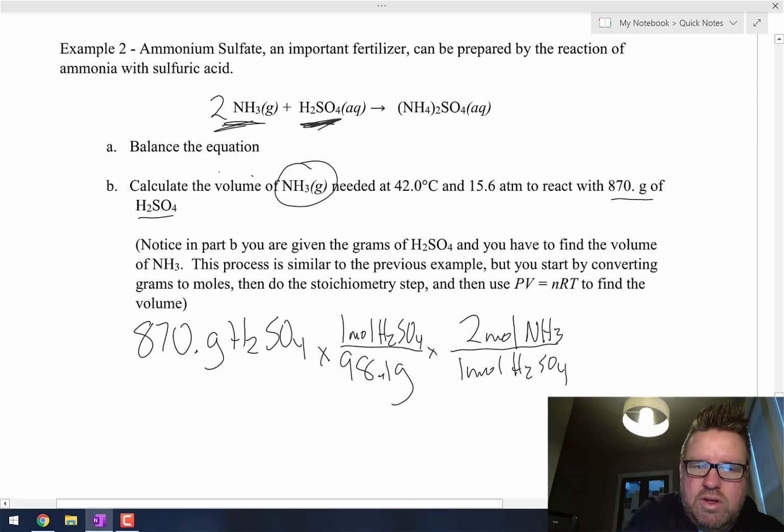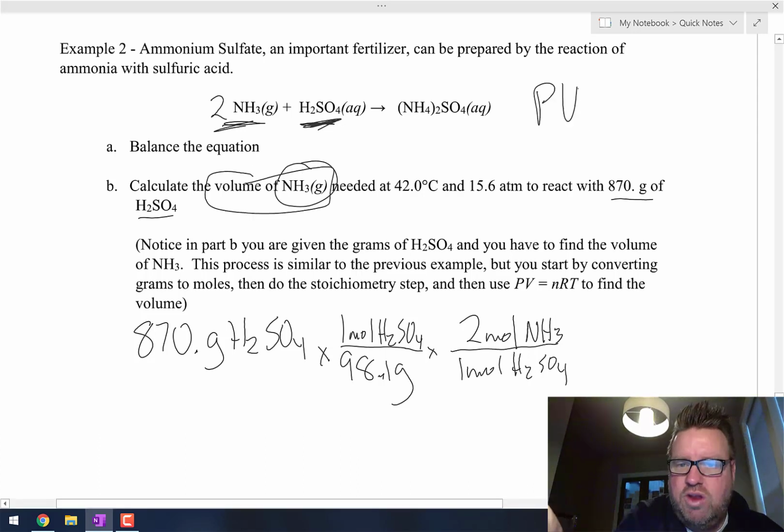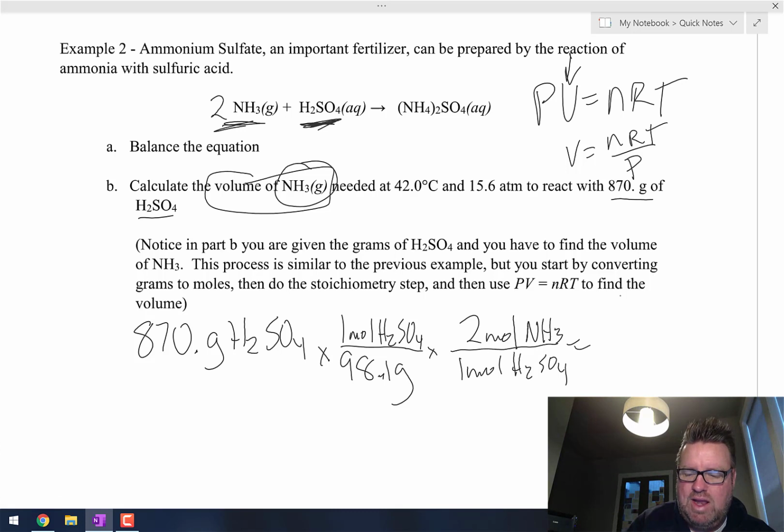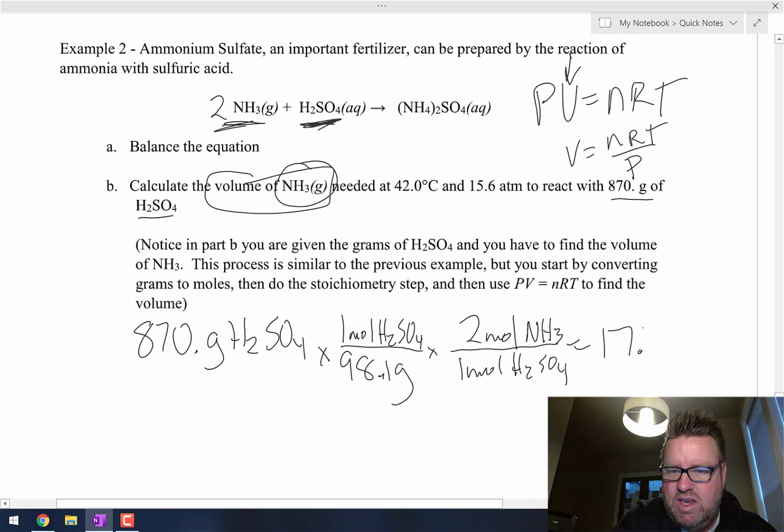But remember, to get the volume of NH3, again, starting with PV equals nRT, to get volume, I've got to divide by pressure. So volume equals nRT over P. I don't need grams. What do I need? I need the moles of NH3, not nitrogen. Okay, so now I go to my calculator. So I'm going to take 870, divide that by 98.1, and multiply by 2. And that is 17.7 moles of NH3.